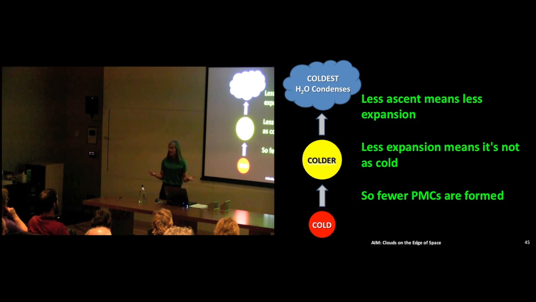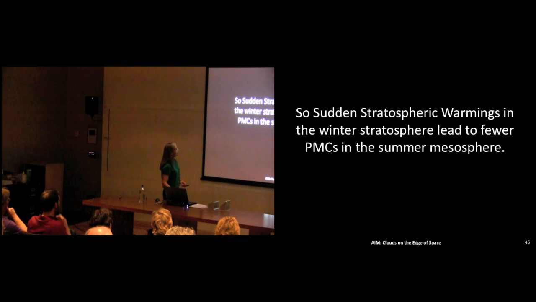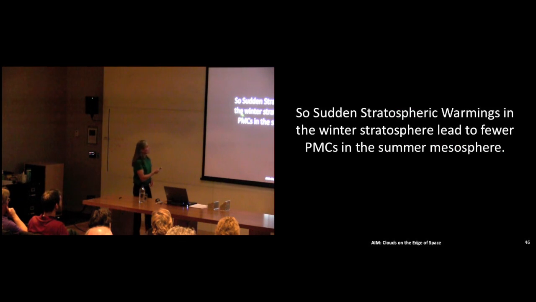Just the opposite actually happens. You can have it being colder than usual in the stratosphere, and that actually would lead to more clouds in the summertime mesosphere. Okay, so again, sudden stratospheric warmings in the winter stratosphere lead to fewer PMCs in the summer mesosphere. Everybody got it? There's going to be a quiz.